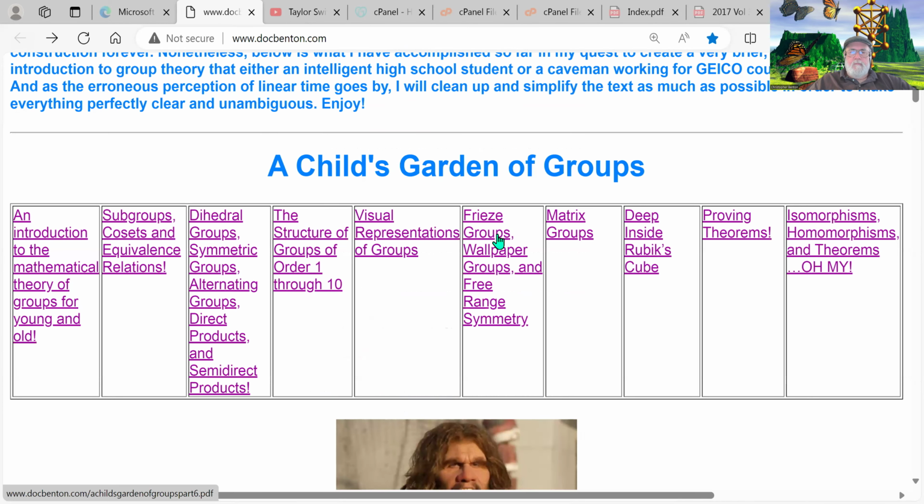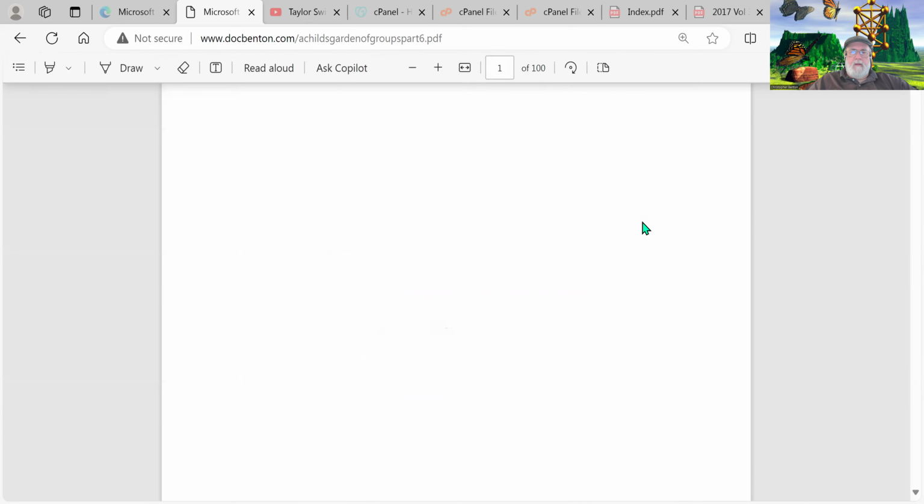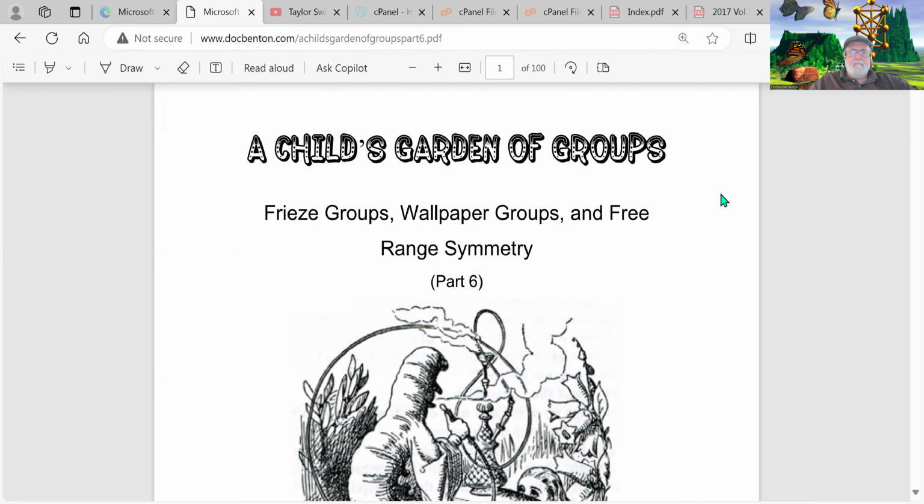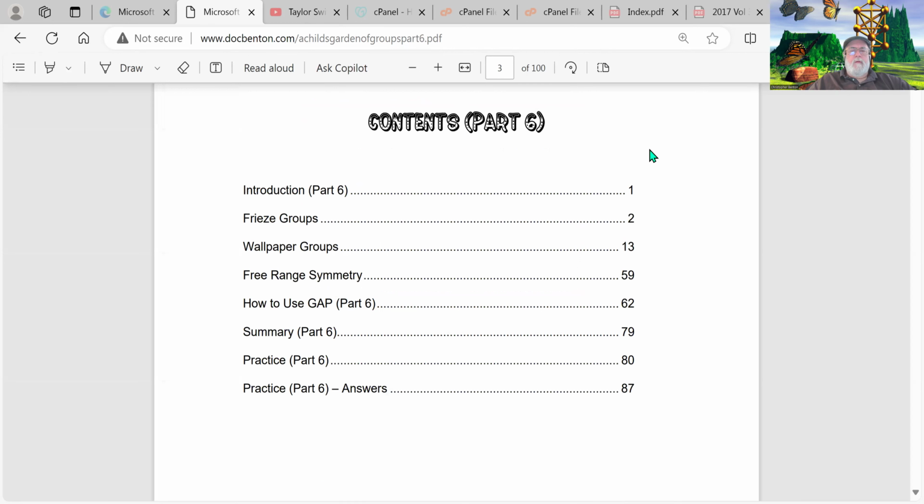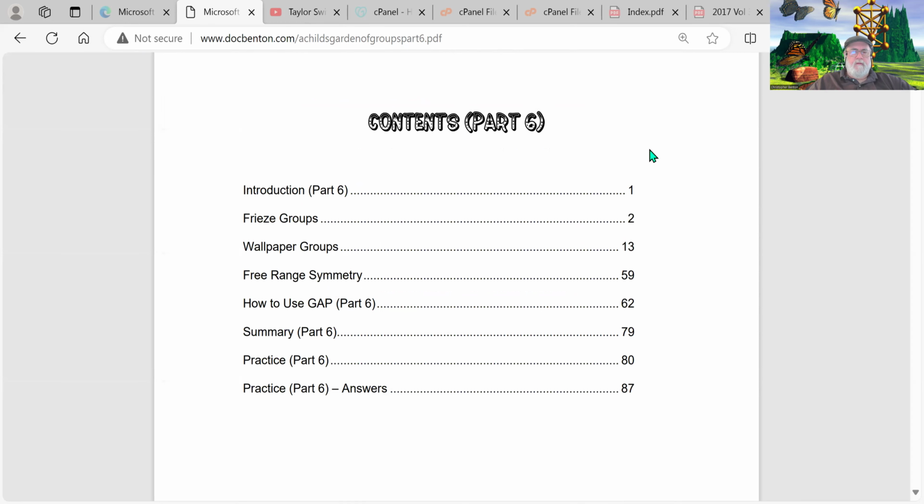Next module is all about symmetry and ways in which groups are represented by symmetry, for instance, in art.